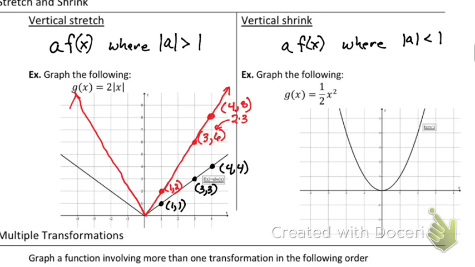So if I have this point 1, 1, this is the point 1, 1, my shrunk form would then be 1, 1/2. If I pick a different point, if I pick this 2, 4, and I multiply the y value by 1/2, we are going to have 2, 2. And we'd have the same thing happening on the other side.